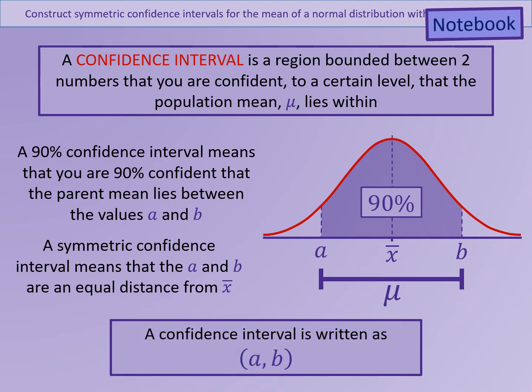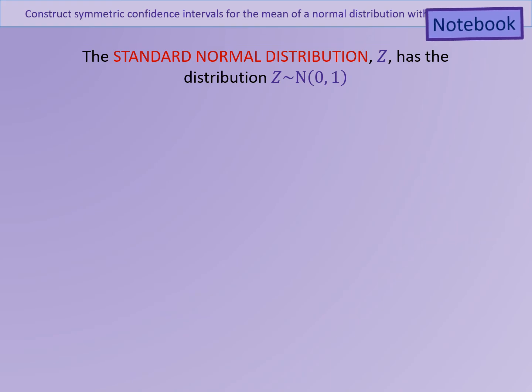Confidence intervals are written in brackets with a comma between. The standard normal distribution is denoted by the letter capital Z. Z has been standardised so that the mean is 0 and the standard deviation is 1.